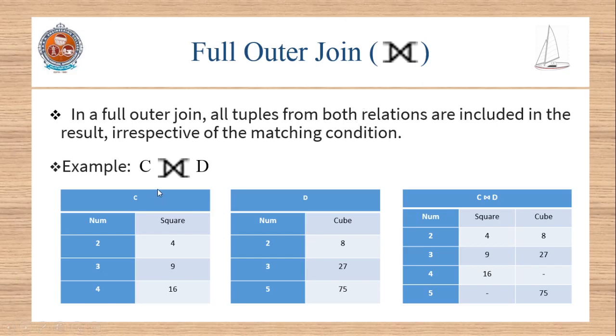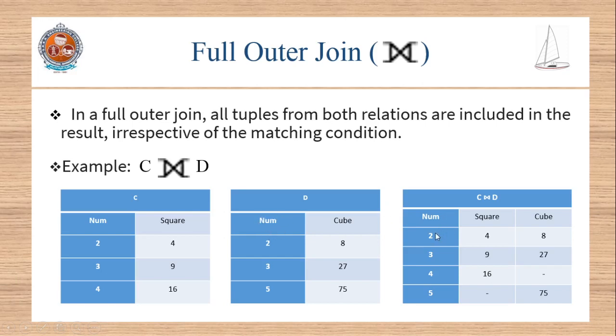So here also the same examples we have considered: C and D, C being the square of the numbers and D being the cube of the numbers. See how when we have performed C full outer join D, we are having the tuples from both the relations. Remember, here we must have one attribute in common with the same name and type. Such an attribute is num.